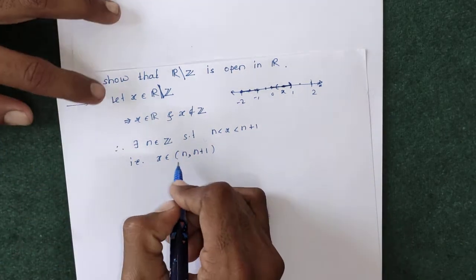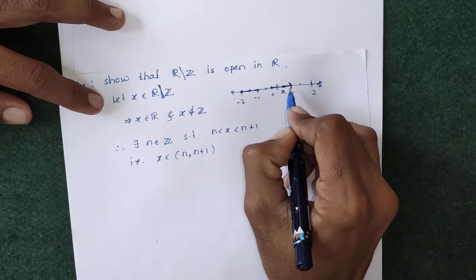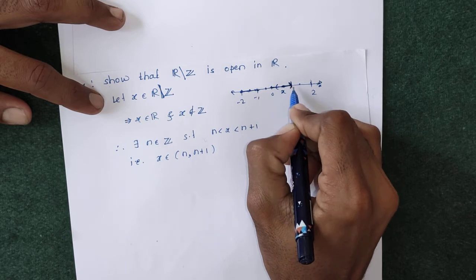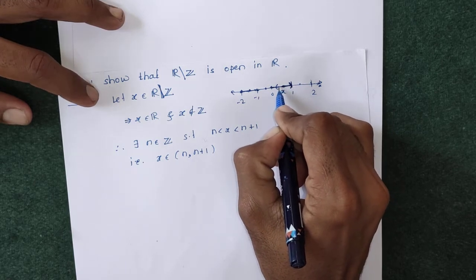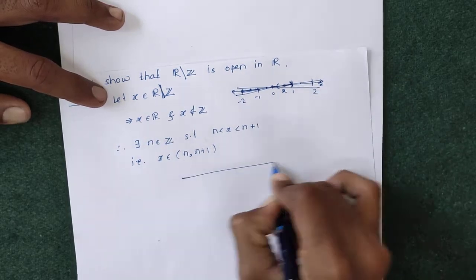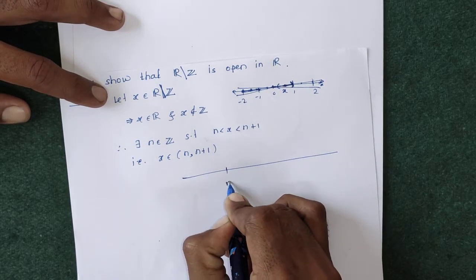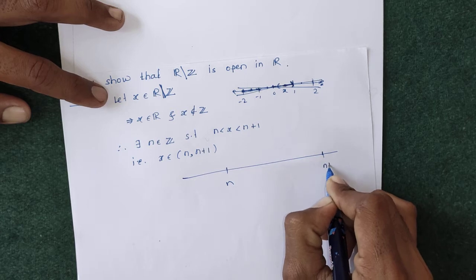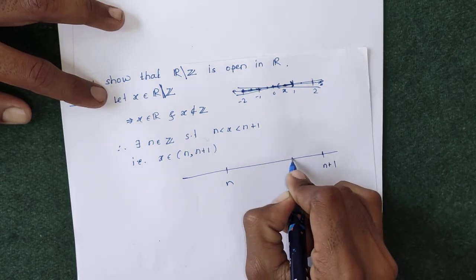So this x is in between n and n plus 1, as I said, for this we have to take a radius. Suppose I just draw another diagram. Suppose this is some n and this is n plus 1, and suppose this is the x.